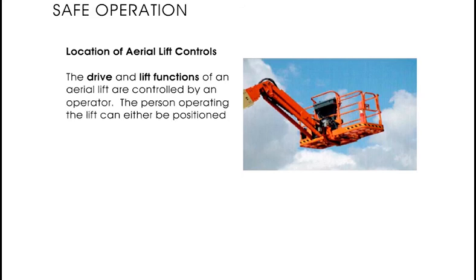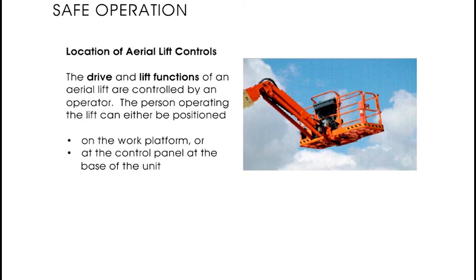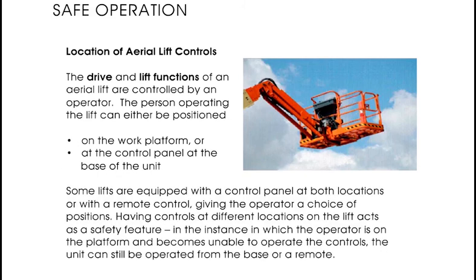The drive and lift functions of an aerial lift are controlled by an operator. The person operating the lift can either be positioned on the work platform or at the control panel at the base of the unit. Some lifts are equipped with a control panel at both locations or with a remote control, giving the operator a choice of positions. Having controls at different locations on the lift acts as a safety feature. In the instance in which the operator is on the platform and becomes unable to operate the controls, the unit can still be operated from the base or a remote.